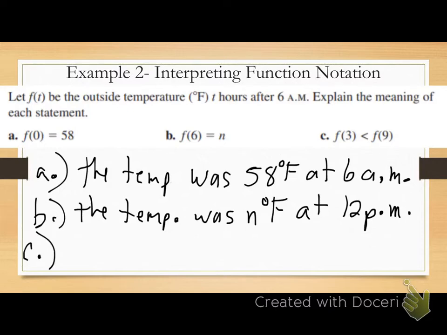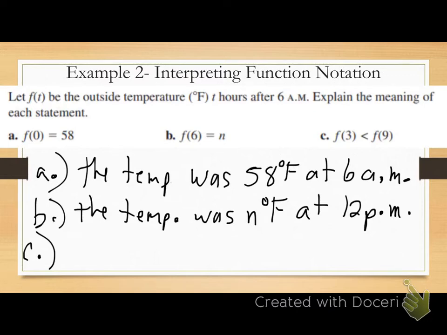Letter C. F of 3 is less than f of 9. Anyone raise your hand and help me out? The temperature at 9 a.m. was less than the temperature at 3 p.m. Very good. So, f of 3 is representing the temperature 3 hours after 6 a.m.